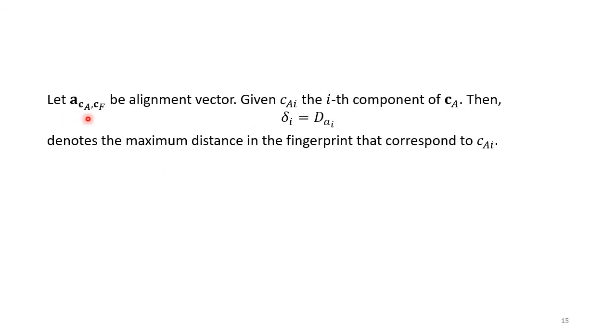Let A_CA_CF be the alignment vector. Given CAi, the ith component of CA, then delta i equals D_Ai and denotes the maximum distance in the fingerprint that corresponds to CAi. Probably not all Di go into the model, that is when i is not equal to Ai.